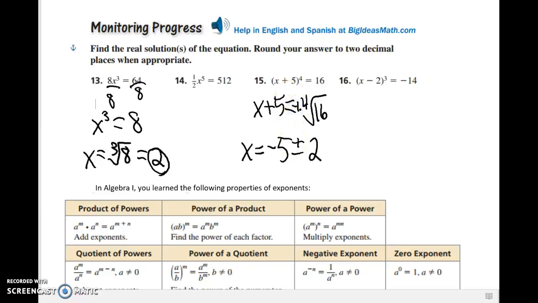And remember, you have that plus or minus in here. So then my two answers, I don't need to get decimals here. I have negative 5 plus 2, which is negative 3, and negative 5 minus 2, which is negative 7. And there's your answer for number 15.